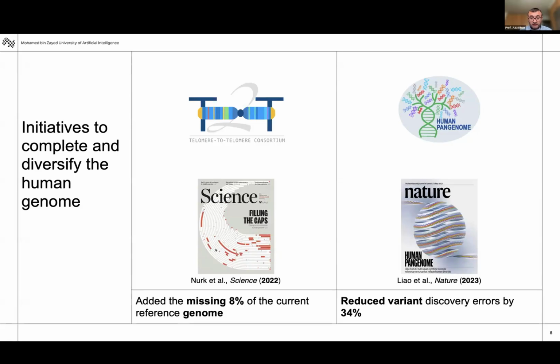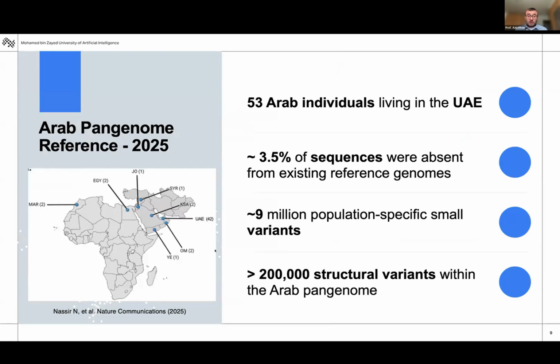So in the initial version, they showed that they reduced the variant discovery error by 34%. That's a lot. And then, of course, now there are a lot of regional and also countrywide reference genomes, or pan-reference genomes, showing up. One recently came out from the UAE. It used 53 Arab individuals, the majority from the UAE.